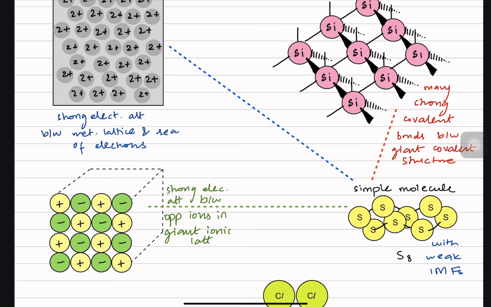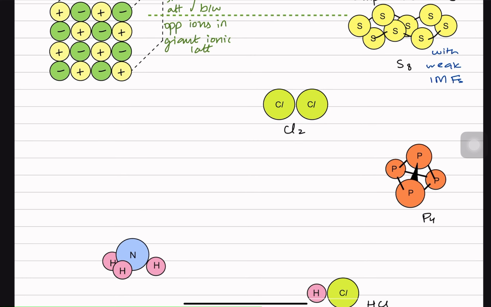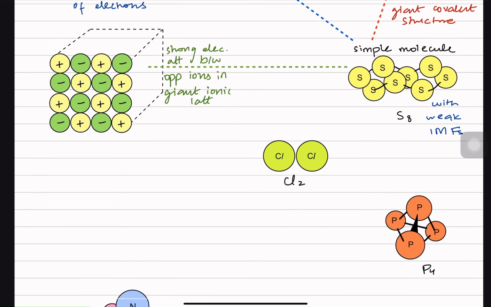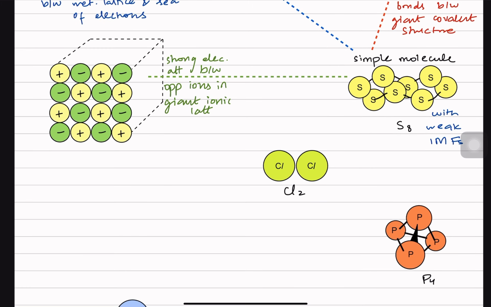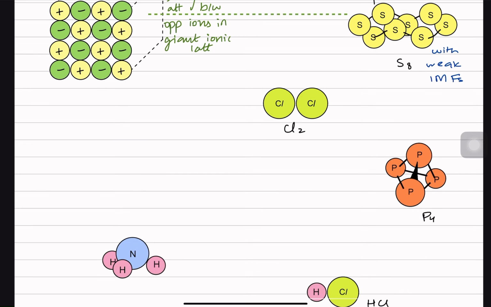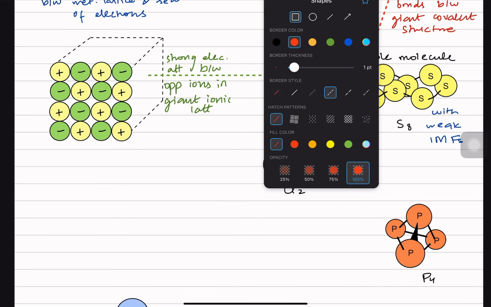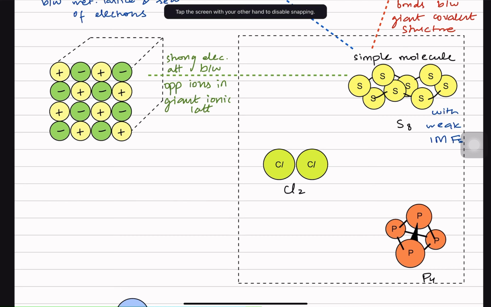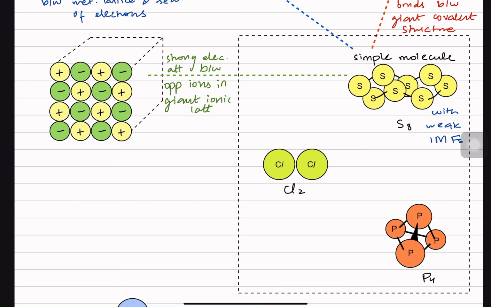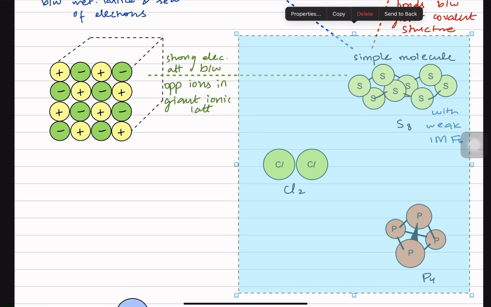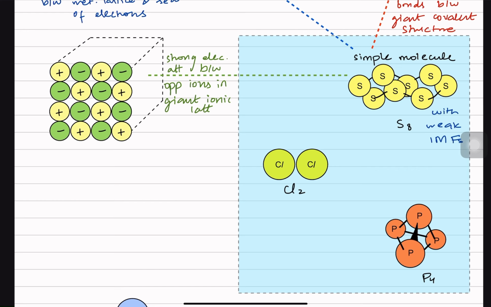So my comparison with metallic, giant covalent, or giant ionic would look exactly the same way. Things become interesting if the comparison is between simple covalent molecules like S8 and Cl2, or like S8 and P4, or like S8 and HCl, things like these. Only then would I talk about specific categories of intermolecular forces.